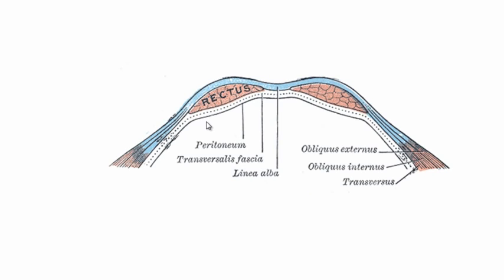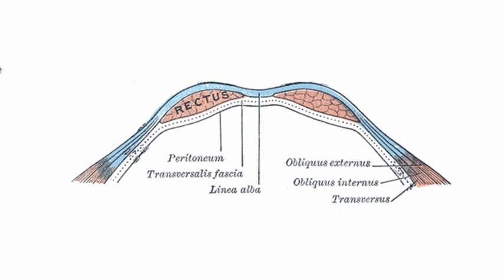So this next picture I'm showing you is from the lower quarter, the bottom quarter of the rectus abdominis muscle, and you can see that this sheath is slightly different because it doesn't go behind the rectus abdominis muscle. So all three aponeuroses pass in front along the anterior surface of the rectus abdominis muscle.